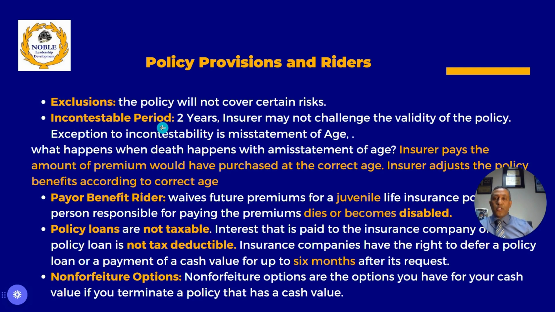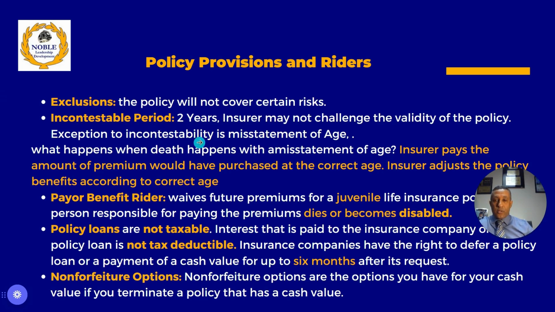There's also the incontestable period. It is 2 years, and then the insurer cannot challenge the validity of a policy or any representation from the insured. If it happens within 2 years, then the insurance company can cancel the policy, can raise the premium. But if it happened after 2 years, there's nothing that the insurance company can do, right? So that's called the incontestable period.